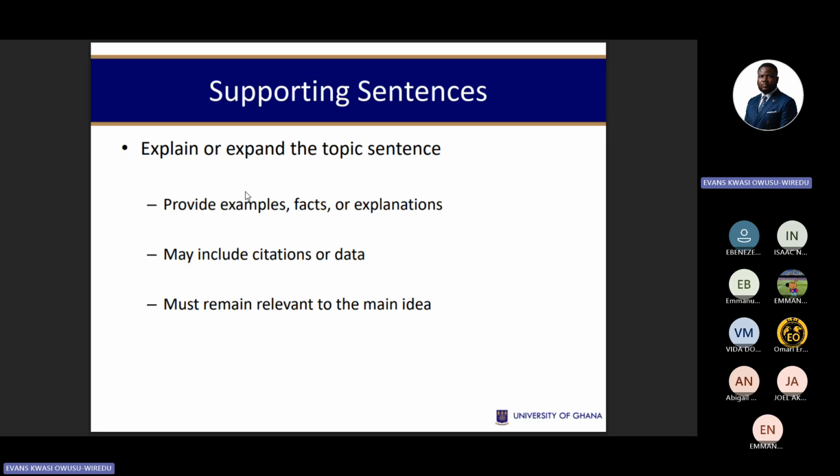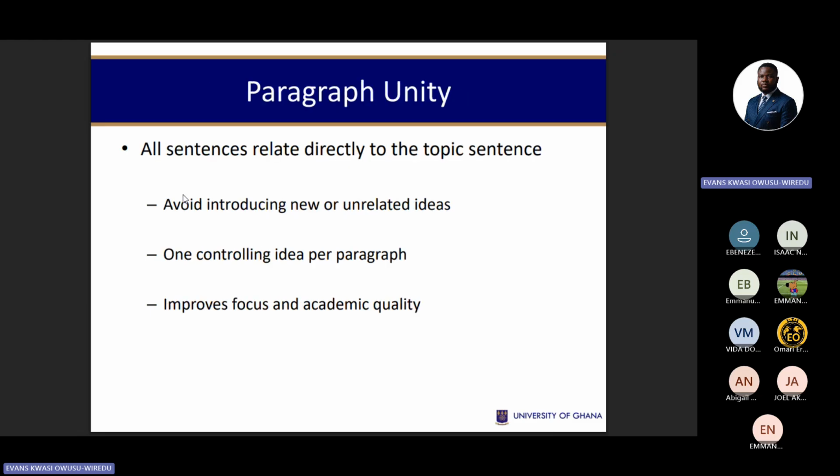It must remain relevant to the main idea, which is obvious. This man has a reputation of repeating things, that he just wants to add something to make the slides many. Anyway, paragraph unity. All sentences relate directly to the topic sentence.